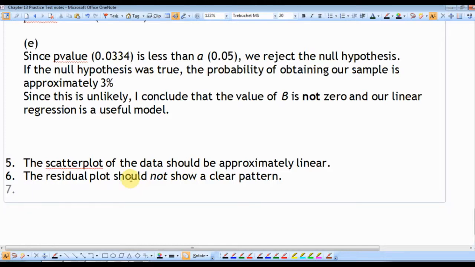Number 7. How do we create a residual plot? You plot the x coordinates in L1 versus the residual list. Oh, okay.